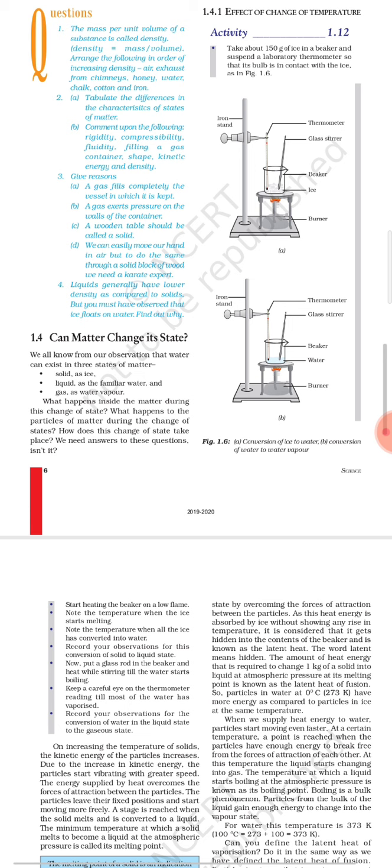Now D, we can easily move our hand in air, but to do the same through a solid block of wood, we need a karate expert. This question is nice. Now, how to explain this question? That is the point. Why are we able to easily move our hand in air, but we are not able to do so in a solid block of wood or in any solid substance? The reason is that the intermolecular space in gases, here air means gas only, or a mixture of gases, is very large, whereas in any solid substance, here it is a block of wood, it is very small, almost negligible.